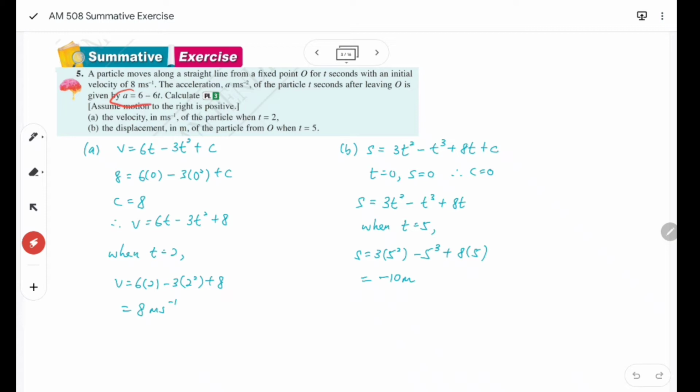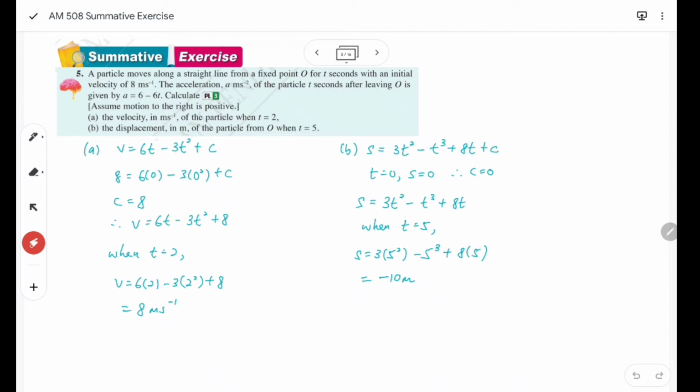So, from the acceleration function, we need to get velocity function by integrating the acceleration function. So we do integration. For the 6 minus 6t, we'll get 6t minus 3t squared plus c. And the c, okay, will be 8 because this is the initial velocity. So the complete function of velocity will be v equals to 6t minus 3t squared plus 8. Now we can sub in our 2 to find its velocity. So when t equals to 2, v equals to 6 times of 2 minus 3 times of 2 squared plus 8, and we get 8 meter per second.